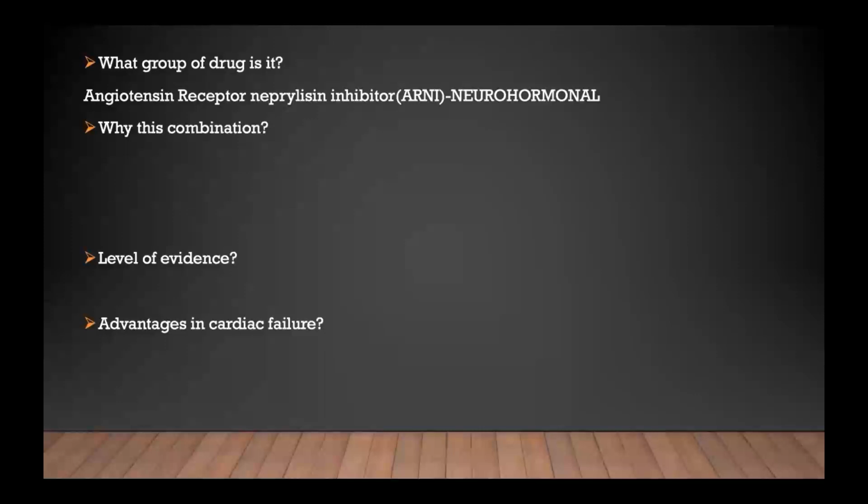Sacubitril is a neprilysin inhibitor in this. When it inhibits the neprilysin, the angiotensin 2 levels also go up. So to inhibit that, this combination is given, along with the ARB valsartan. Okay.